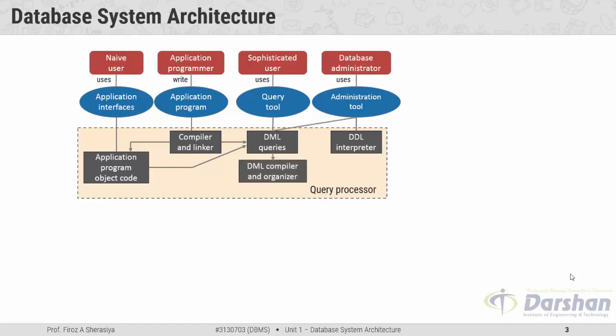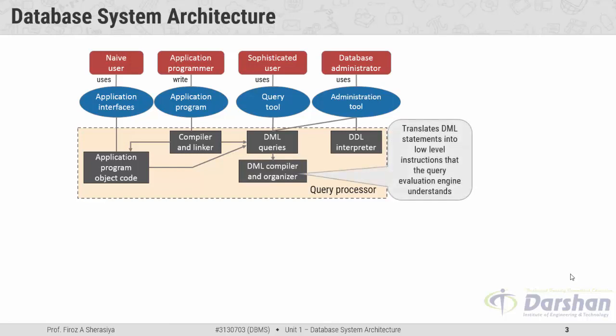Then comes DML compiler and organizer. What will this DML compiler do? It simply translates your DML statement into low level statement so that the query evaluation engine will understand. Whatever statement or query we write is in high level language, but your query will be executed by query evaluation engine which will only understand low level instruction. So we need some component which will convert your high level DML query into low level instruction so that the low level instruction will be executed by query evaluation engine.